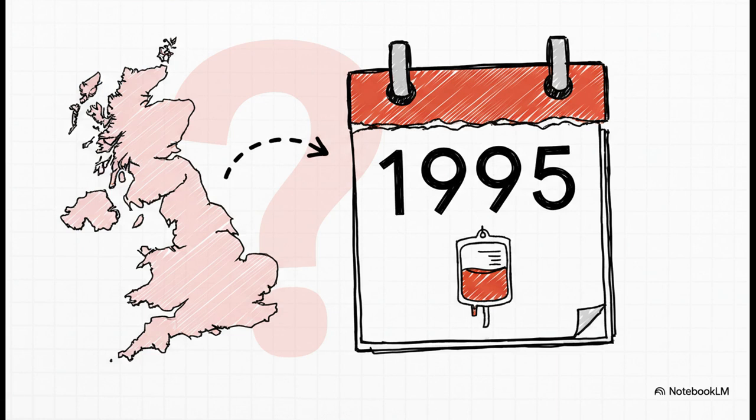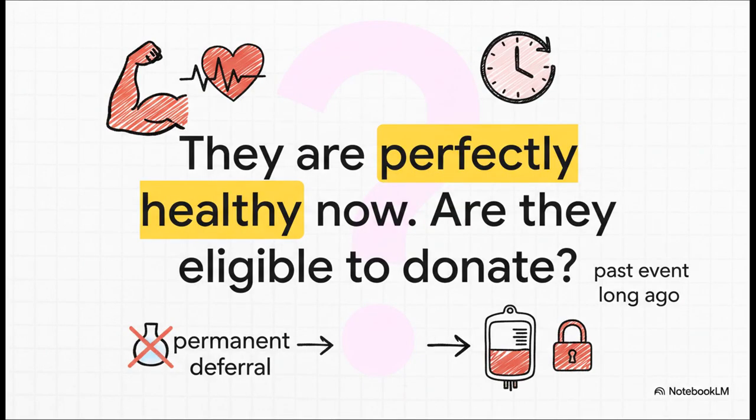Now, here's a tricky one that might catch you off guard. A donor tells you they received blood after a surgery way back in 1995, and it happened while they were living in the UK. They tell you they feel fantastic, haven't had a single health issue for decades. So does that event from so long ago really still matter? Is this a reason for a permanent, lifelong no?